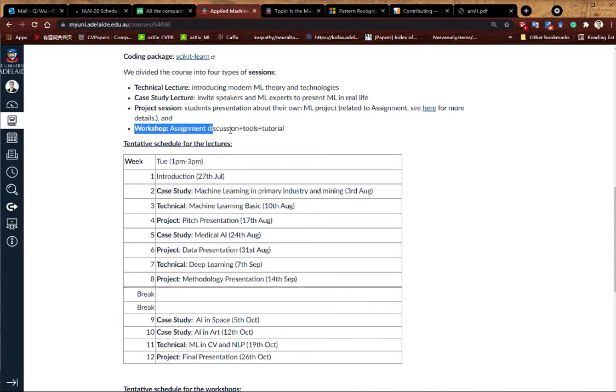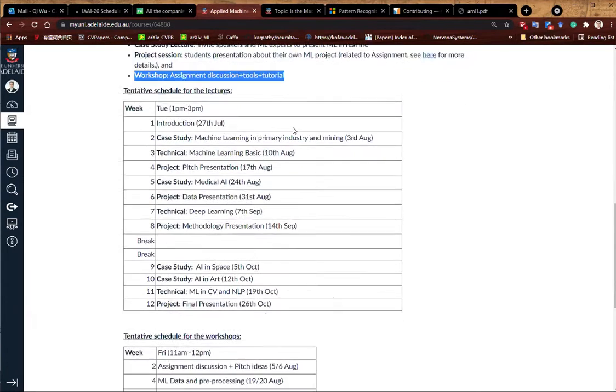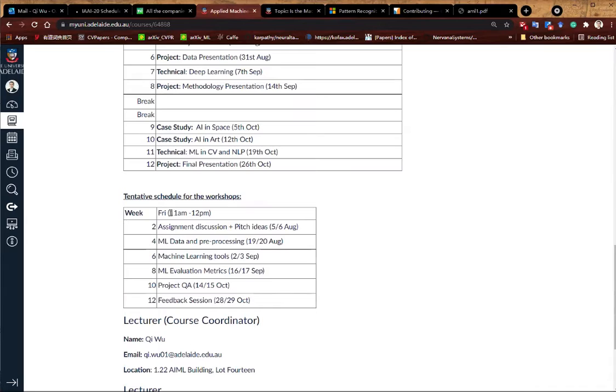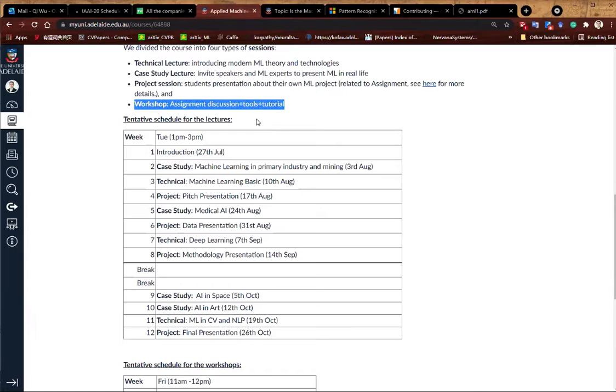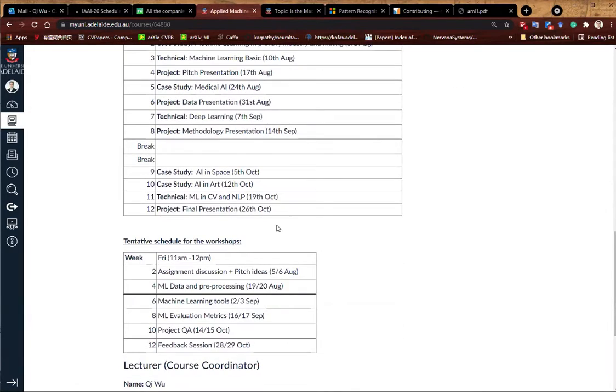And we also have the workshop. The workshop is on Friday, I think. We have 2 workshop sessions, so you are divided into 2 groups. One group is on the first day, and the second group on the second day. For the workshop, basically it will be assignment discussion and machine learning tools and tutorials. Me or our tutor will go to the workshop session. It's also a face-to-face session.